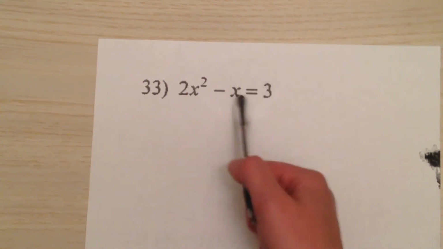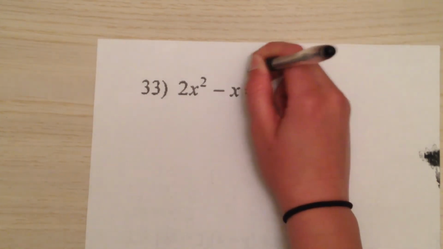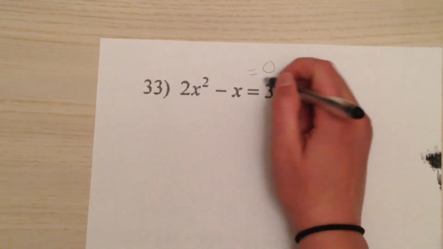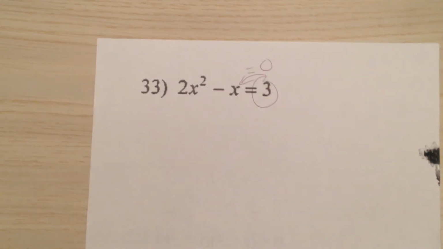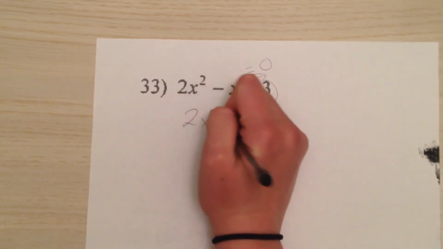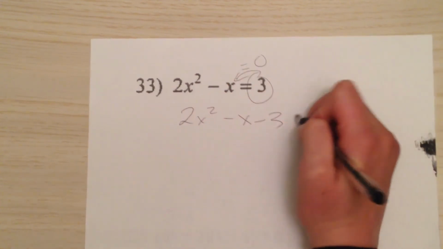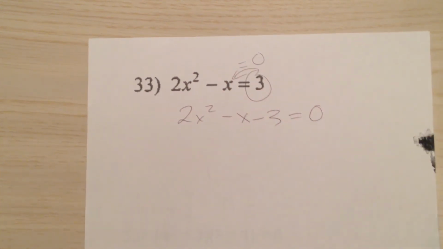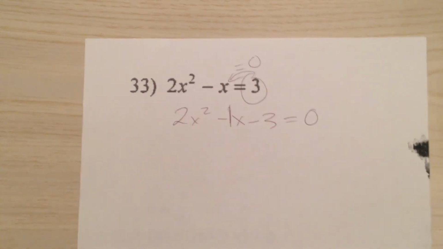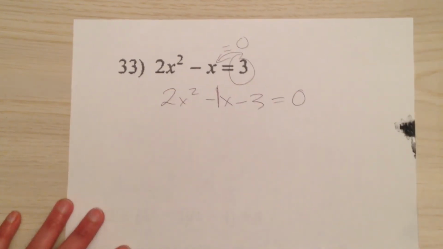It's 2x squared minus x equals 3. That should say equals 0. So let's move that 3 to the other side. When I switch the side, I switch the sign. So that's 2x squared minus x minus 3. So it was a positive 3, now it's a negative 3. I'm also going to put in my Ninja real quick to make this a little bit easier to look at. And I'm going to have to factor this.